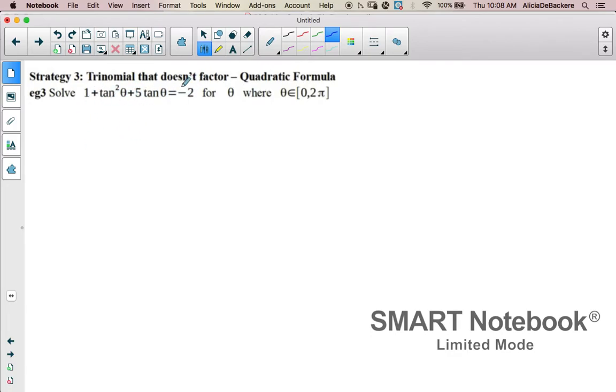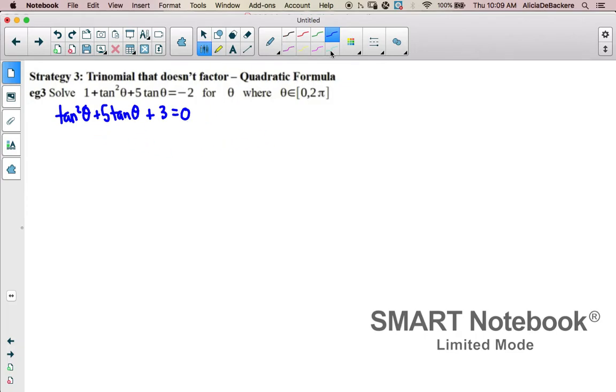Again, I'm starting with the same thing. I need to set this equation equal to 0. When I do it, I'm going to reorder these terms so that the squared term comes first, the tan term in the middle, and then the constant at the end. So here I'm going to have tan squared theta coming to the front, then plus 5 tan theta. And then I've got 1 over here, but I'm going to add 2 to it when I bring it over, so it's plus 3 equals 0.